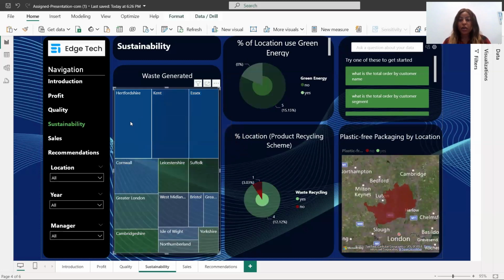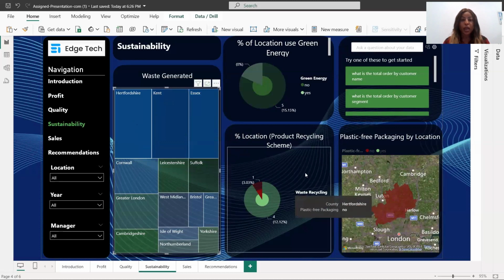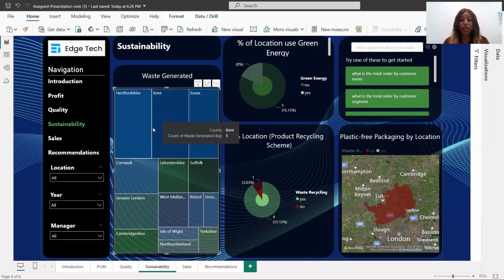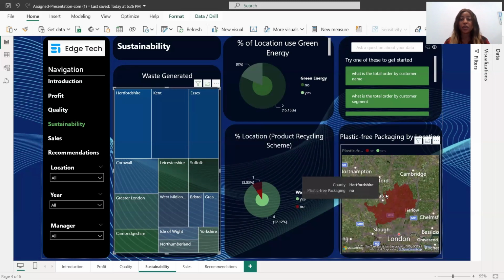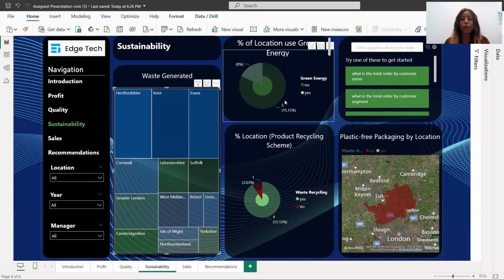I'm going to be starting with Hertfordshire. So if you check on Hertfordshire, I believe we all can see the red zone, which is around Luton and close to Harlow. The waste generated in this area is quite high, which also indicates that the sustainability of the packaging solution in this area is very low.